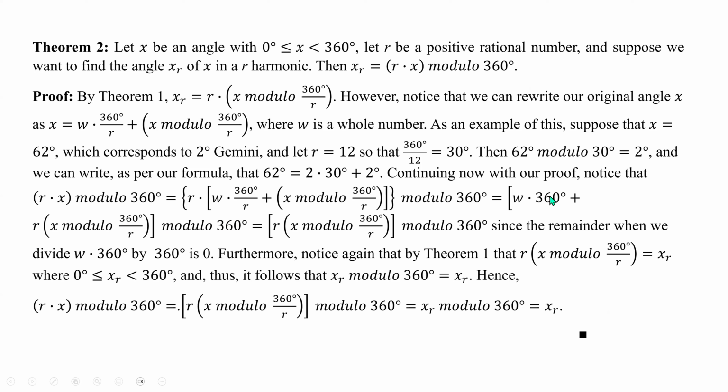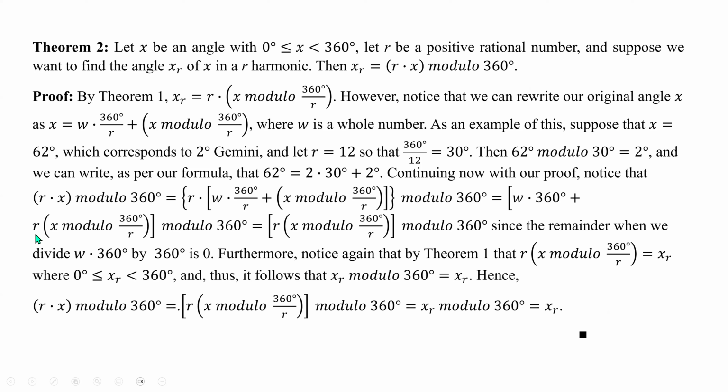Well, I claim we can just throw away this term, w times 360 degrees. And why can we do that? It's because w is a whole number. And when you do w times 360 degrees, and remember, we're going to simplify the final result modulo 360 degrees, w times 360 degrees is simply telling us how many times we go around our clock face. And every whole number of times you go around the clock face just takes you back to the beginning, back to 0 degrees. So that part doesn't contribute anything.